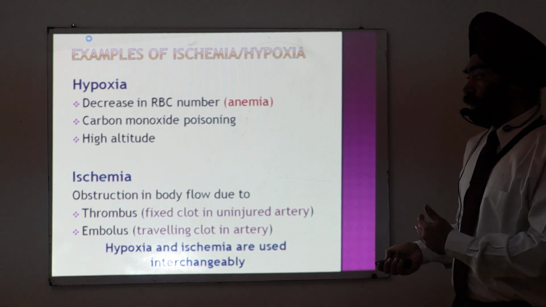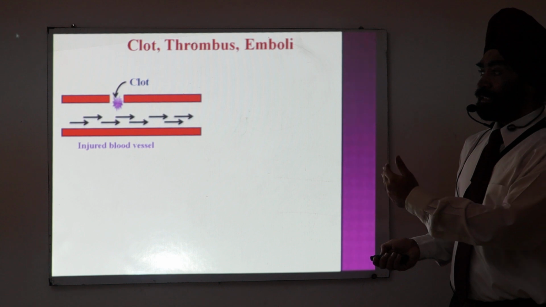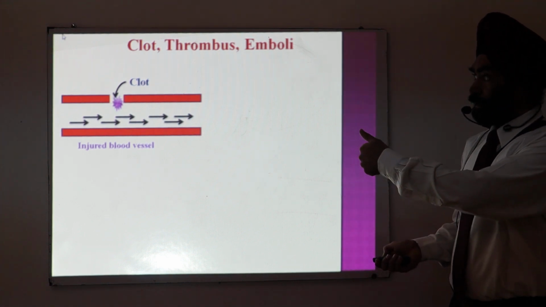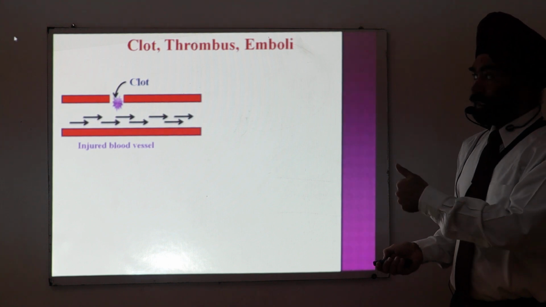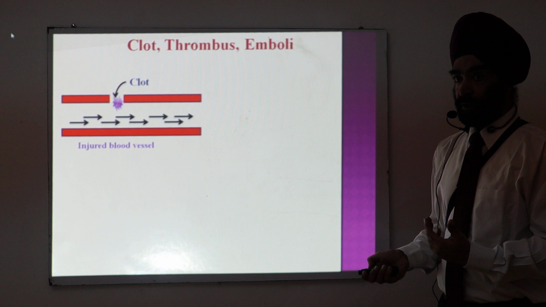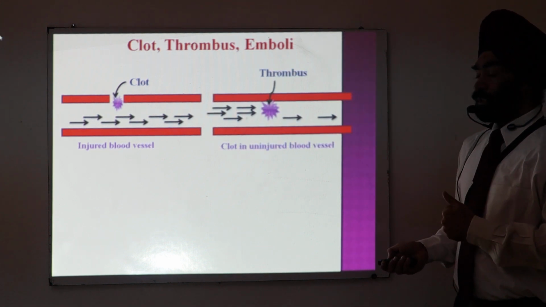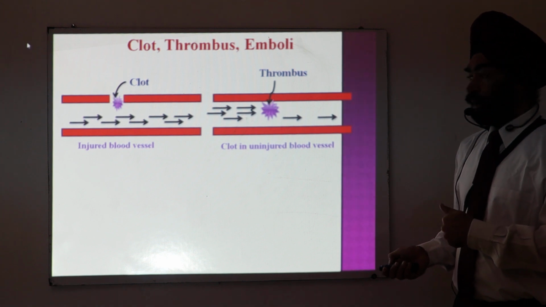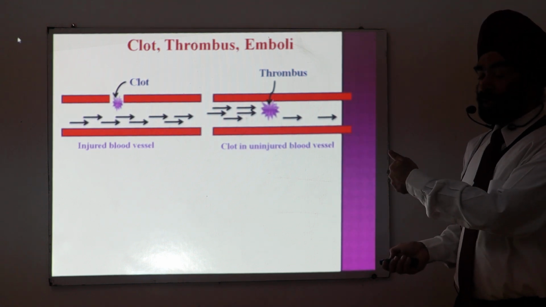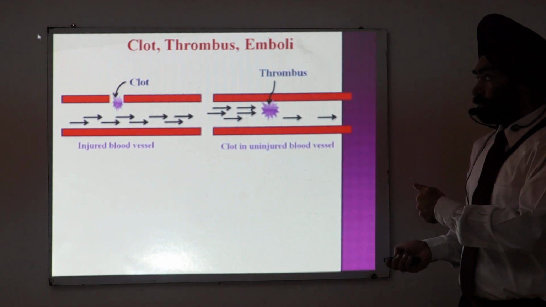Now I will discuss more about the clot, thrombus and emboli. Let's say this is the example of a clot. We have an injured blood vessel, and a clot will be there. Whenever this kind of clot is formed, we typically use the word clot. But if there is no injury to the blood vessel, but still a clot is formed, then we use the term thrombus. You can see from our diagram, if this thrombus is there, blood flow will be reduced.